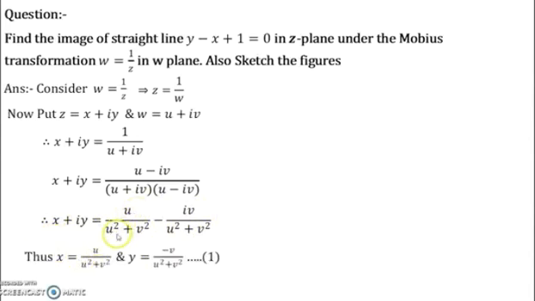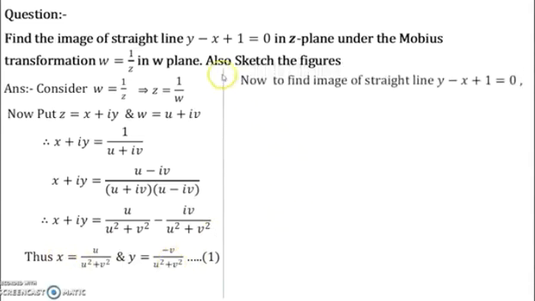I will get x is equal to, left hand side real part is x, right hand side real part is u by u square plus v square. As well as the imaginary part, left hand side is y, right hand side is equal to minus v by u square plus v square, because these two are i coefficients. I'll get the x and y values.